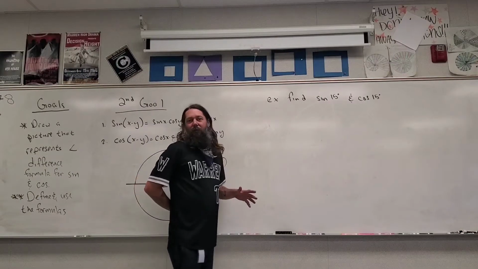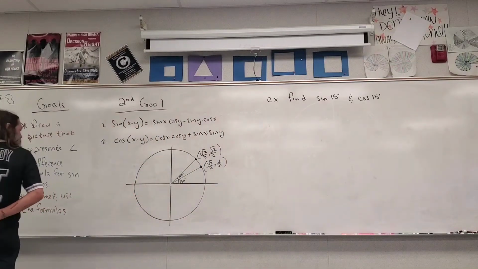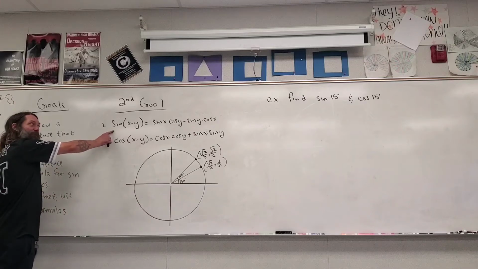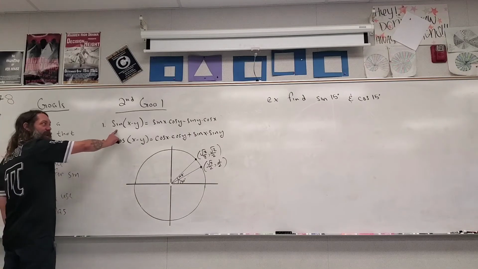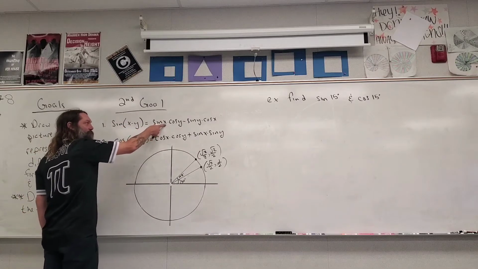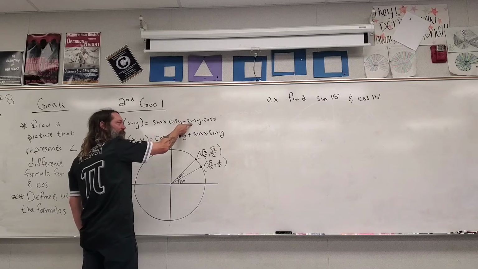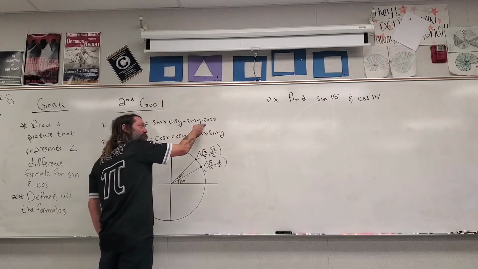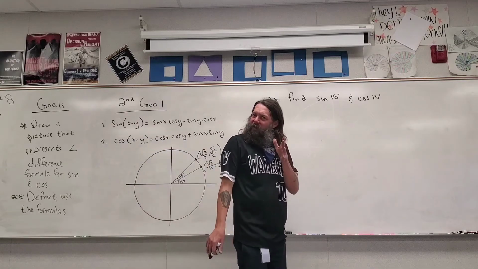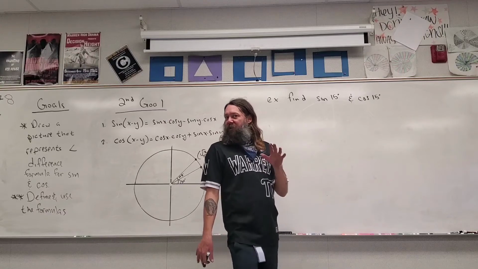I'm back. Moving on to our second goal: define and use the formulas for the difference of sine and cosine. Our difference formula for sine is: sine of an angle minus an angle is equal to sine of the first angle times cosine of the second angle minus the sine of the second angle times the cosine of the first angle. Remember, sine is the y coordinate, cosine is the x coordinate.